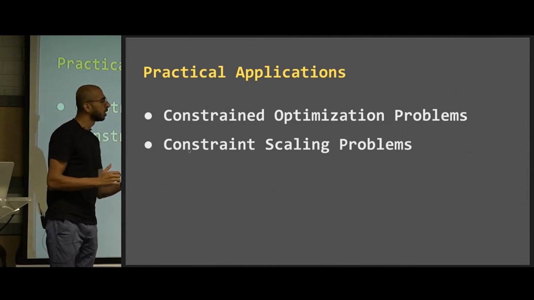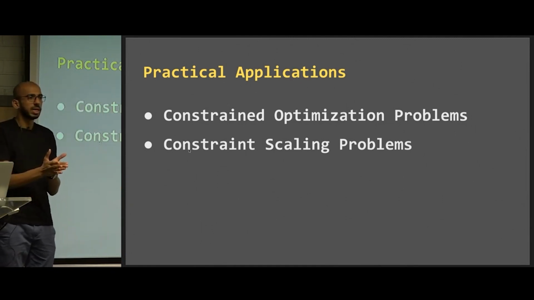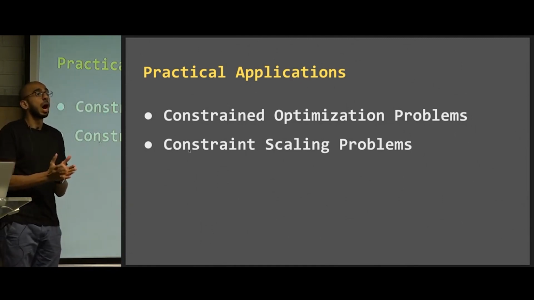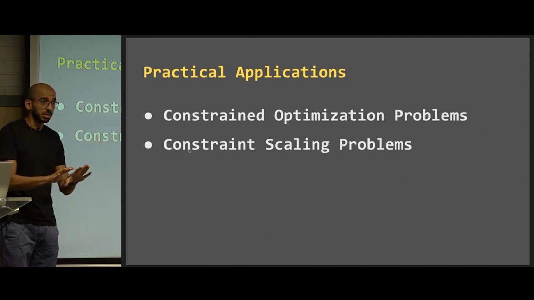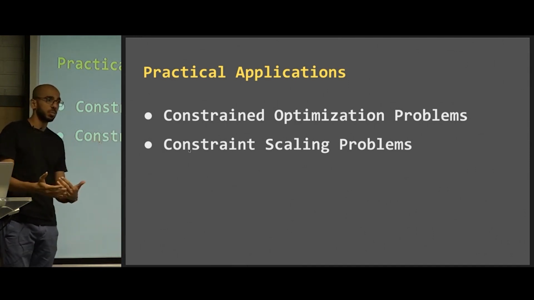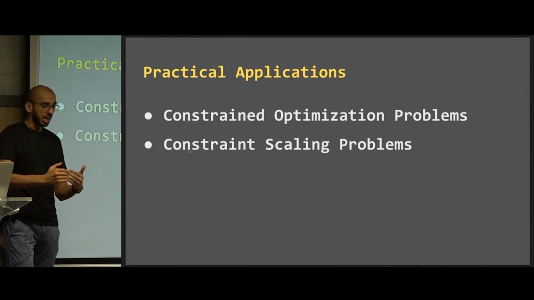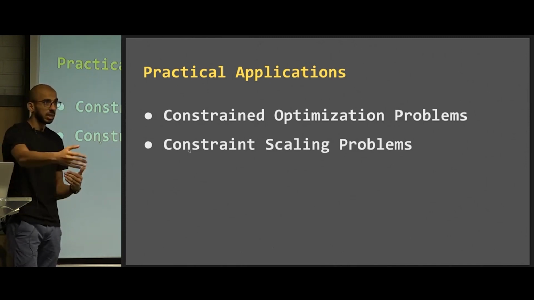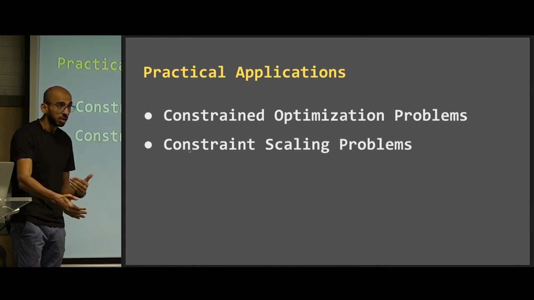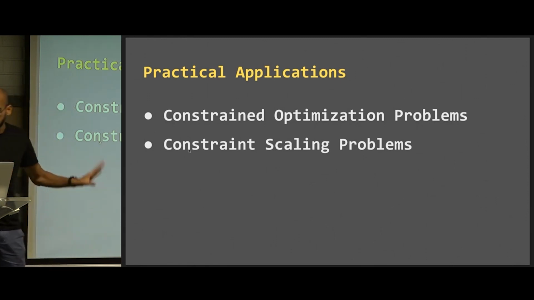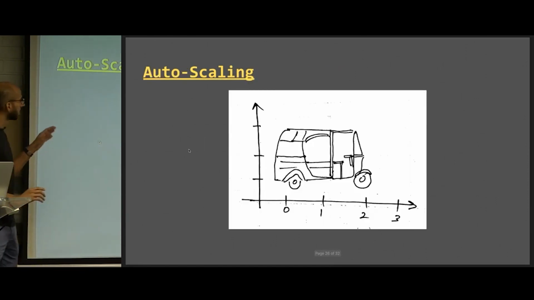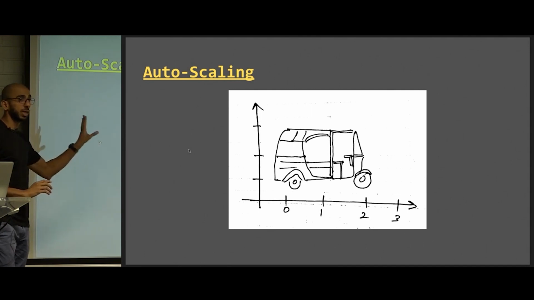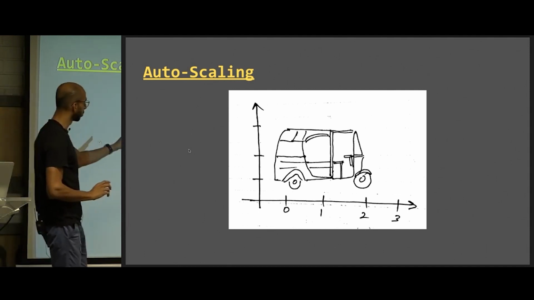One is a constrained optimization problem. Given a set of constraints, how can I reliably deliver better? Exactly how TCP does. Then there's the constraint scaling problem. Once you have realized that there is feedback coming in, that this is not enough, you have to change the constraint itself. Example, constraint scale problem, auto scaling, right?